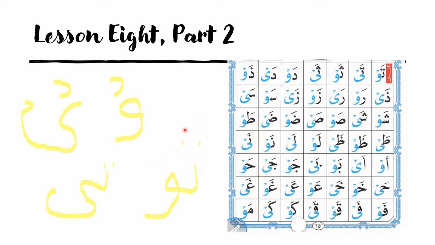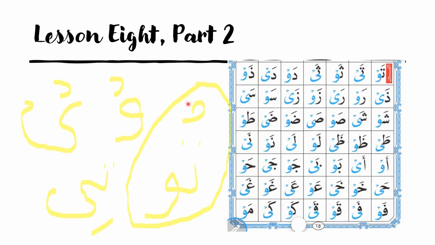Tuu is ta dhamma, so there will be dhamma here, and there will be kasra here. It's ta dhamma waw sukoon, and the sukoon is bold. You don't see anything. So here this is mad. So it is ta dhamma waw sukoon, tuu. Ta fatha waw sukoon, taw. So I want you to see here, this will tell you the difference.